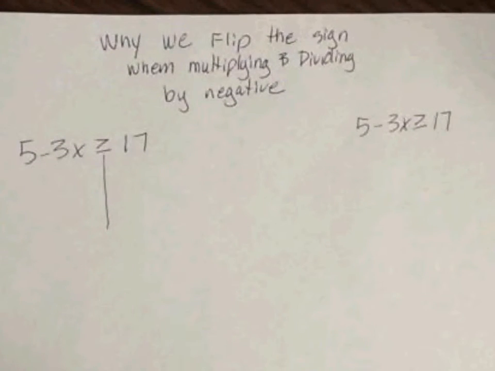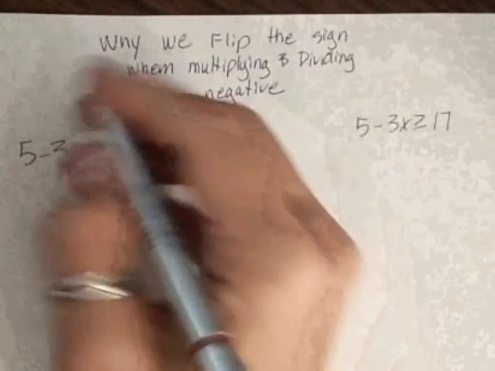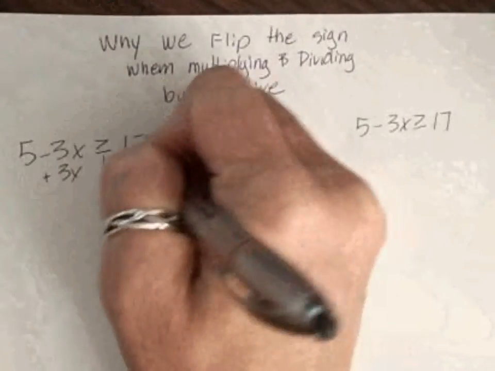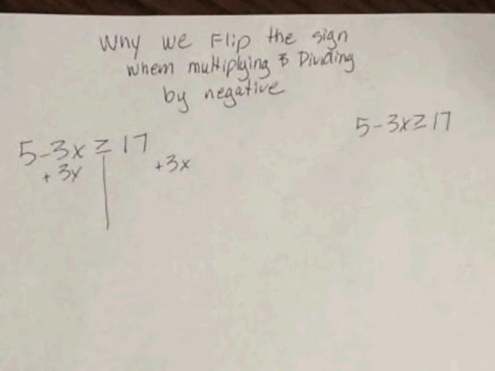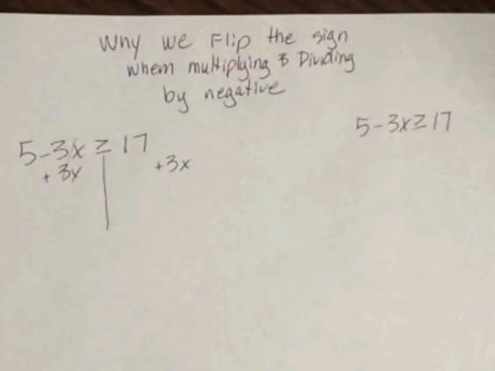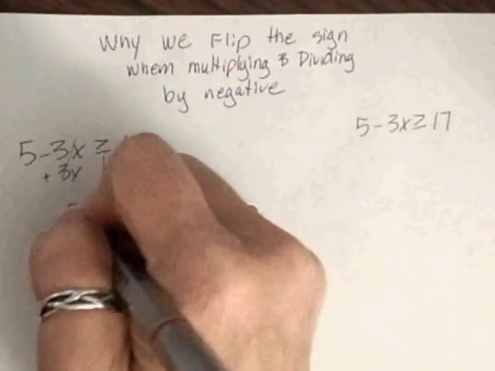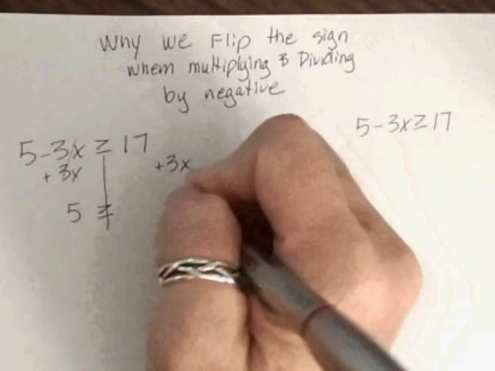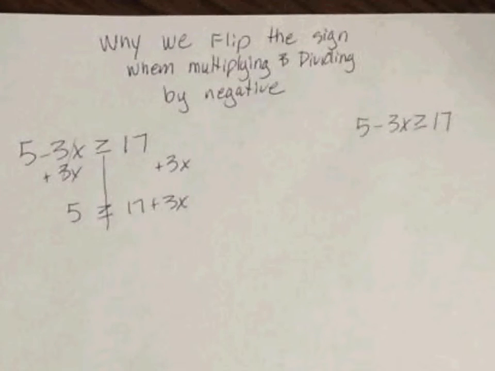So on this first one, I have a negative 3x on this side, so I'm going to add positive 3x on both sides of the equation so I can get rid of my negative x. So 3x minus 3x is 0. Those are 0 pairs, so they zero out. I have 5 greater than or equal to 17 plus 3x. So I just got rid of my negative 3x and moved it to the other side.